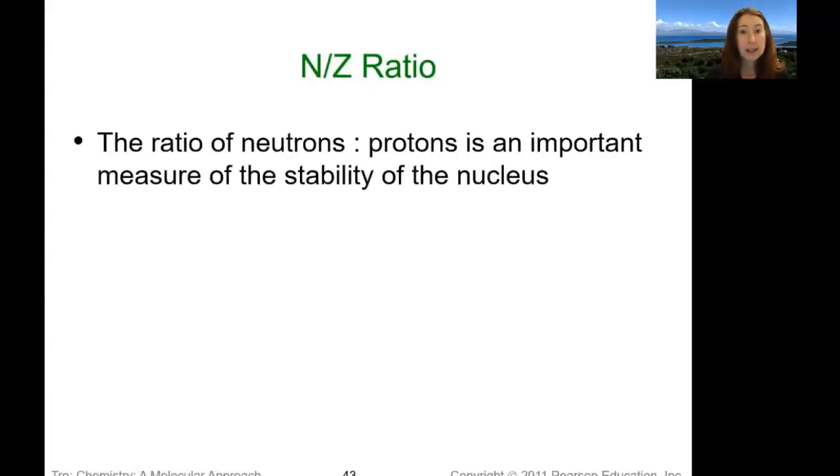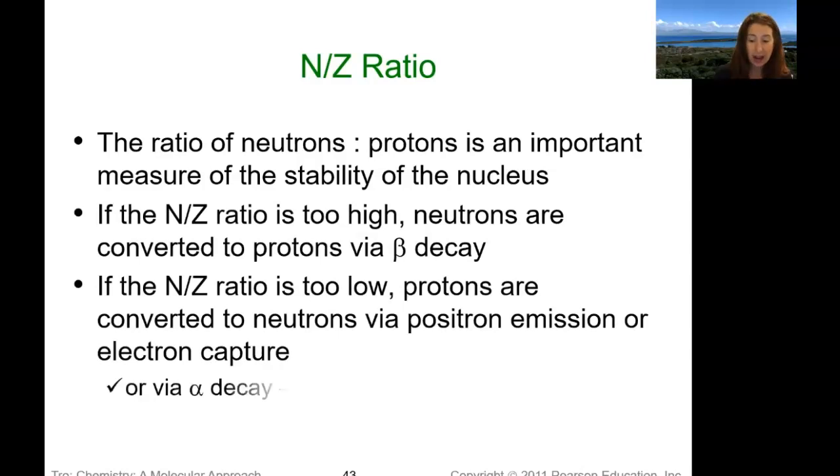So now, talking more about that N/Z ratio. The ratio of neutrons to protons, again, is what leads to the stability of the nucleus. If the ratio is too high, it's unstable, and the neutrons are converted to protons via beta decay. If the ratio is too low, then the protons are converted to neutrons, either by positron emission or electron capture, right? Or alpha decay, but not as commonly.